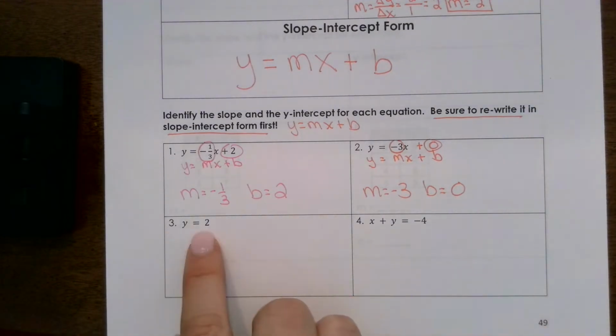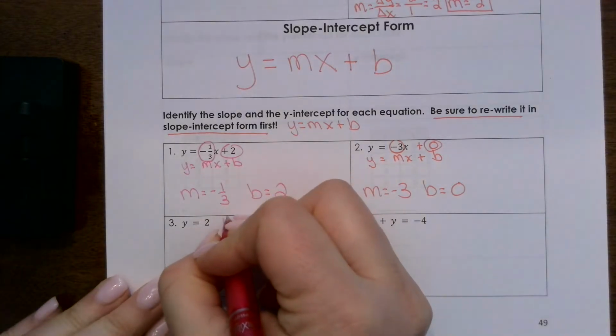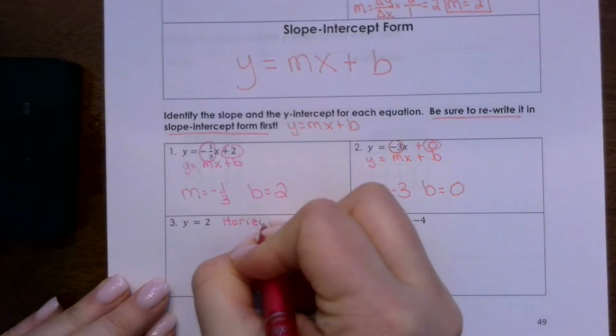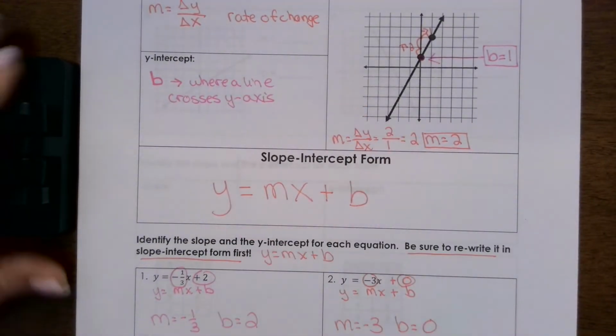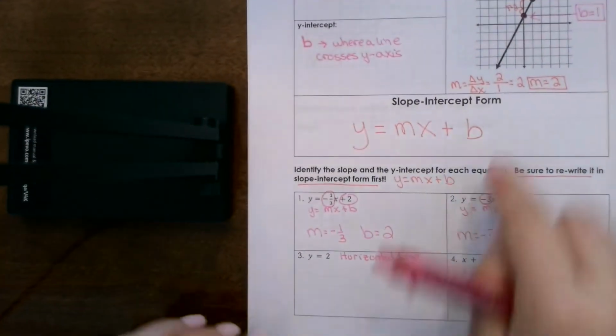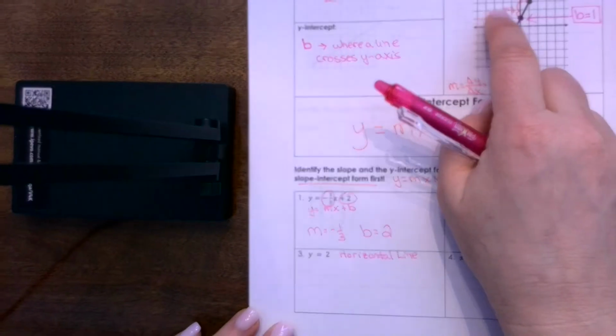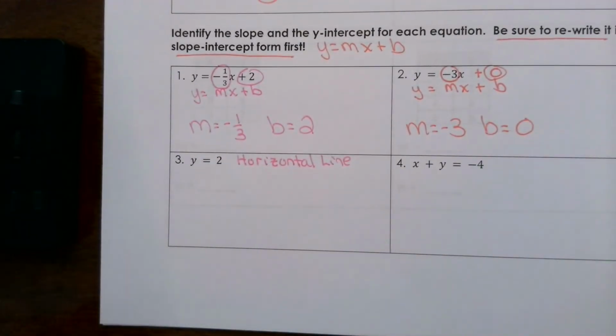Let's look at this one. This is y equals 2. I don't know if you're remembering from our previous unit, but when I have a y equals a number, that is going to result in a horizontal line. And if you think about it, if y equals 2, remember we would fill in the table of values with 2, 2, 2, 2, 2 at y. So y would be 2, 2, 2, 2, 2, 2, all the way across, resulting in a horizontal line. So y equals 2 results in a horizontal line.